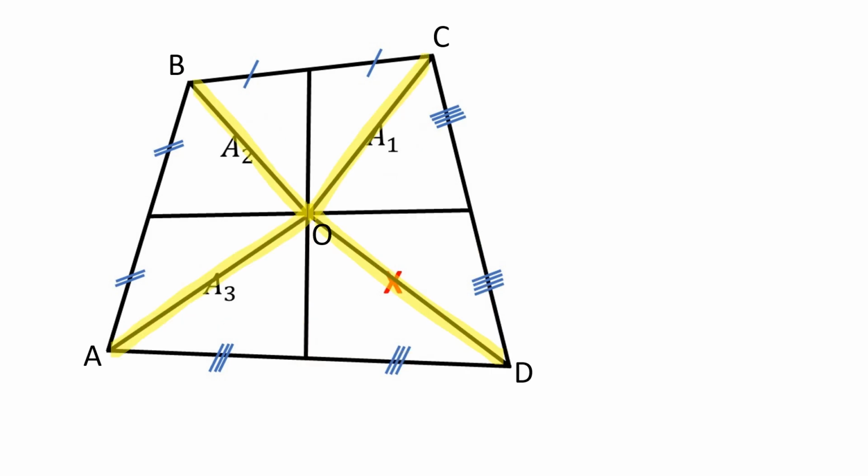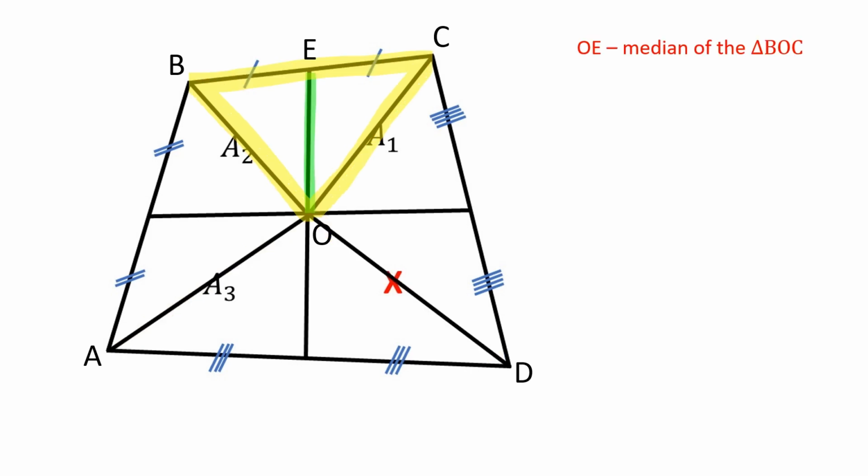Let's connect point O to points A, B, C, and D. OE is the median of the triangle BOC. The median of a triangle divides it into two triangles of equal areas. Two blue triangles have equal areas.